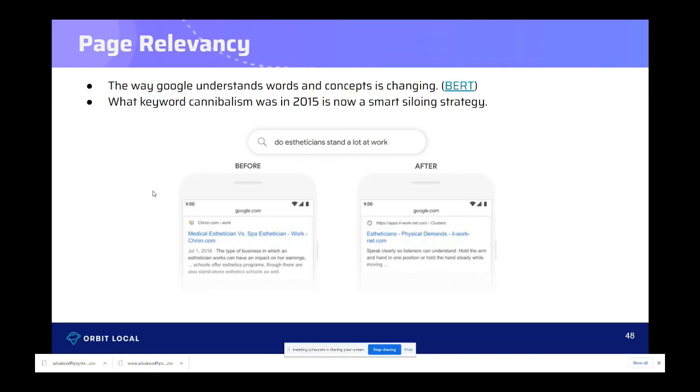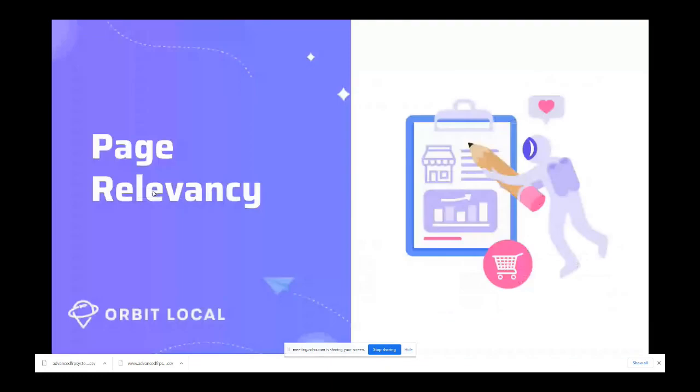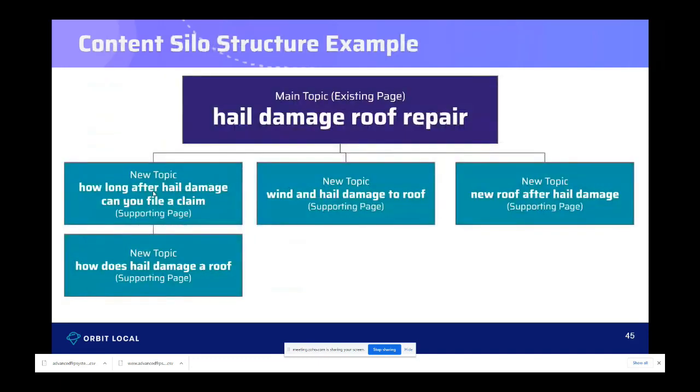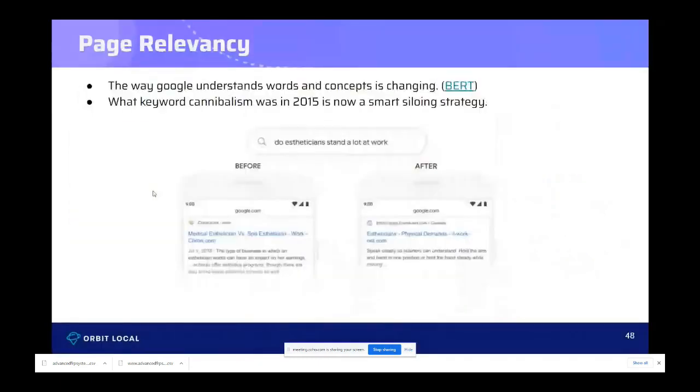All right, so the way Google looks at your page relevancy is rapidly changing. That's always changing. What was keyword cannibalism in 2015 is now a smart strategy. I would never have said, hey, build out pages like this in 2015. I would have told you to make one mega page and try to rank all these keywords. But that's changing with Google BERT.